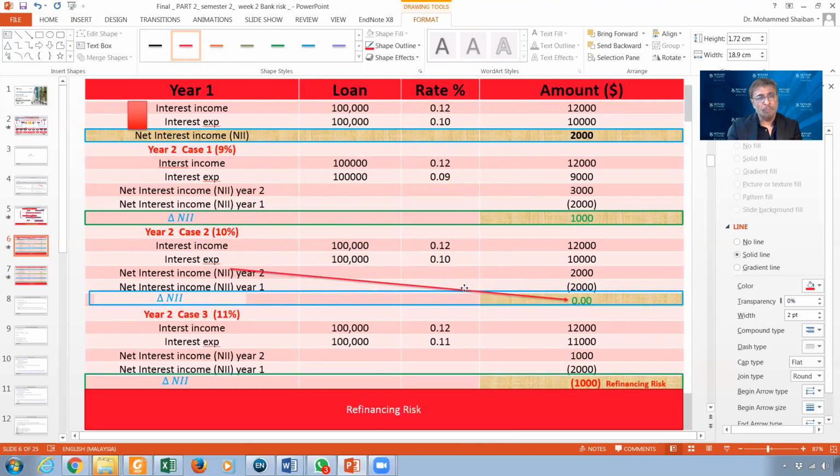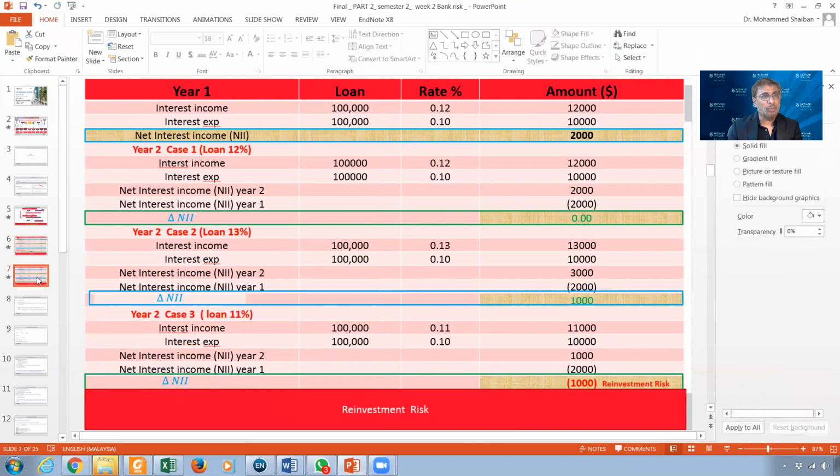I'm indifferent. Now in the third case, I'm only getting now 1 million. I used to get 2 million. There is a drop in my net interest income of 1 million, which means the change in net interest income is 1 million. This is my risk, which I call refinancing risk. Now, let's talk about case 2, which is actually similar to what we say.